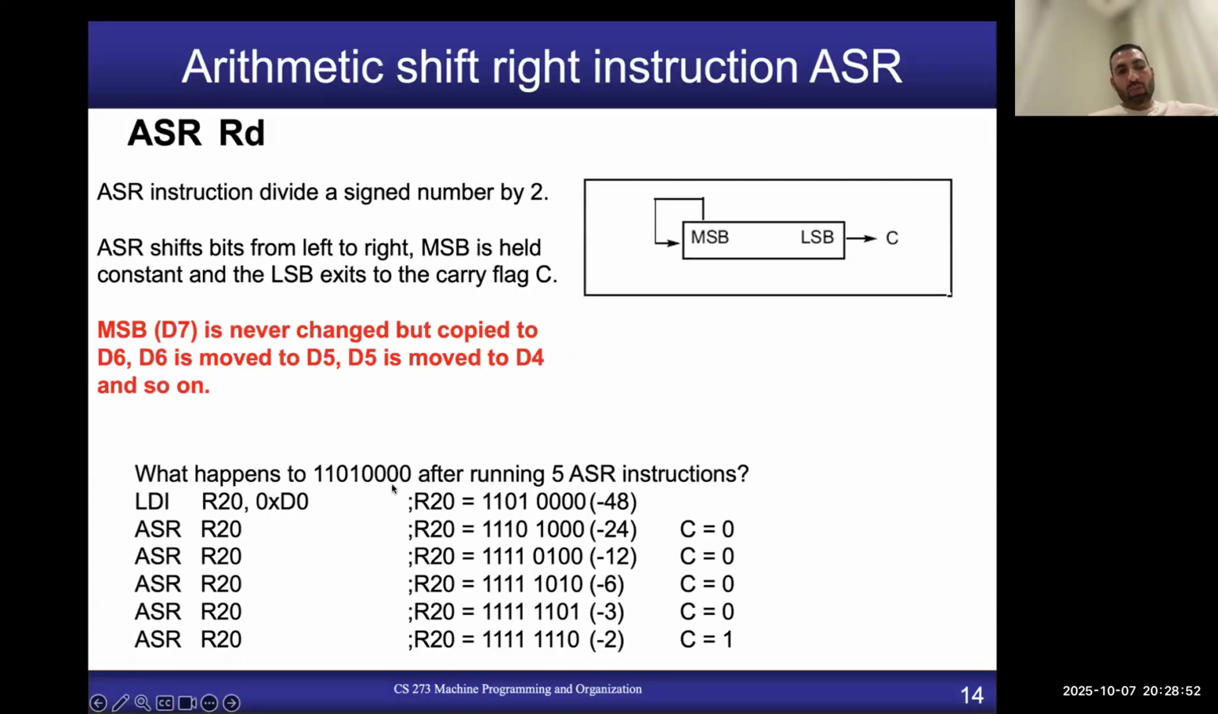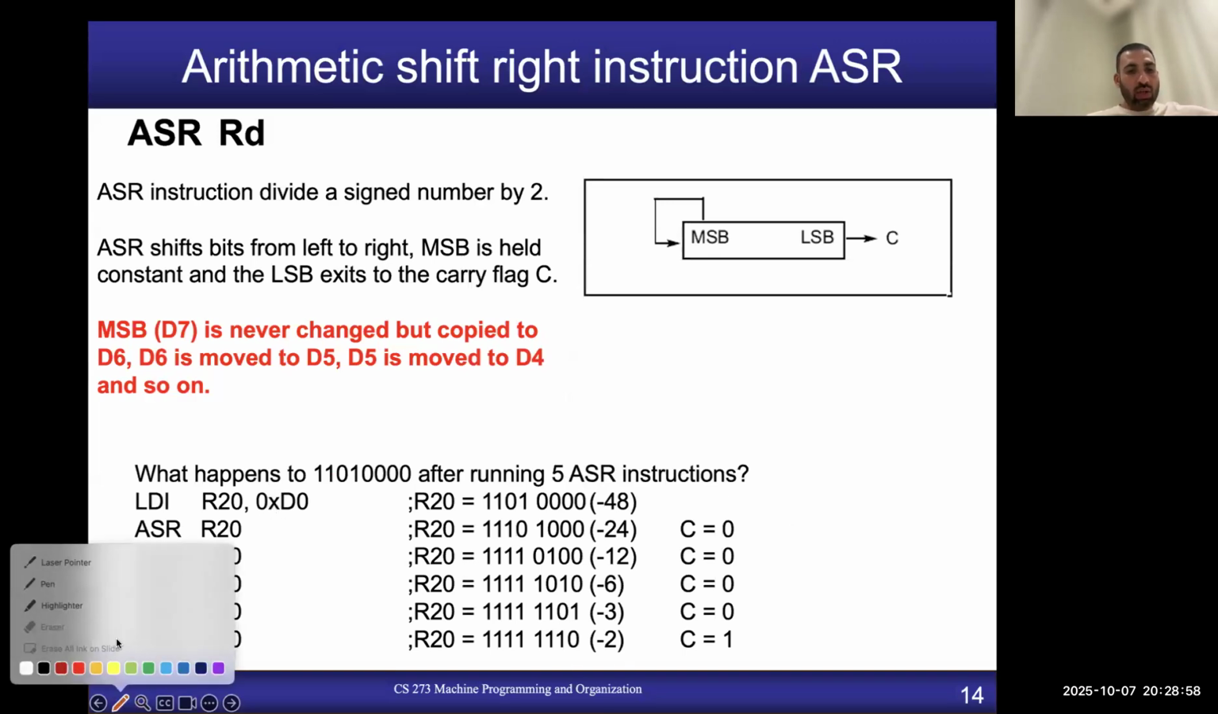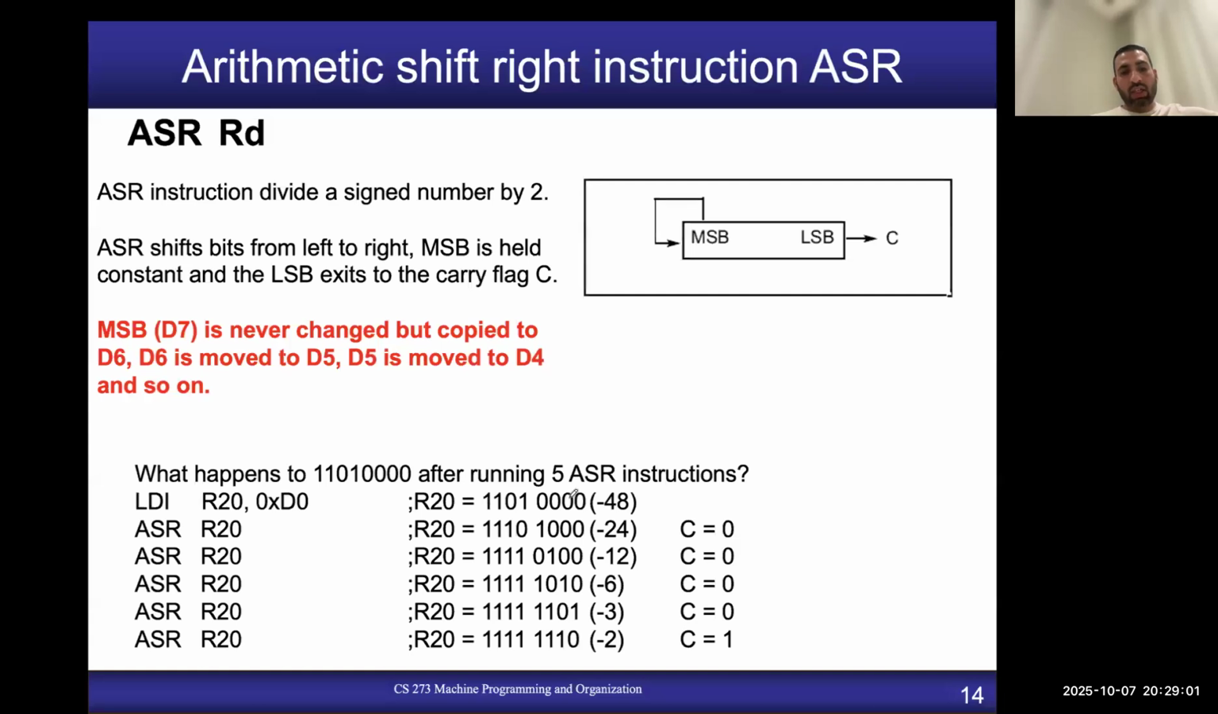So the question is, what happens to this bit pattern after running ASR R20? This bit pattern is equal to 0xD0, right? And 0xD0, if you treat it as a signed number, is minus 48, right? Remember, the most significant bit in signed numbers is treated as a sign bit, so it has a negative weight, right? So now when we say arithmetic shift right on R20, the least significant bit is moved into carry, and the most significant bit keeps its value as it is, and the other 7 bits are moved one position to the right, right? And as a result, you get this bit pattern.